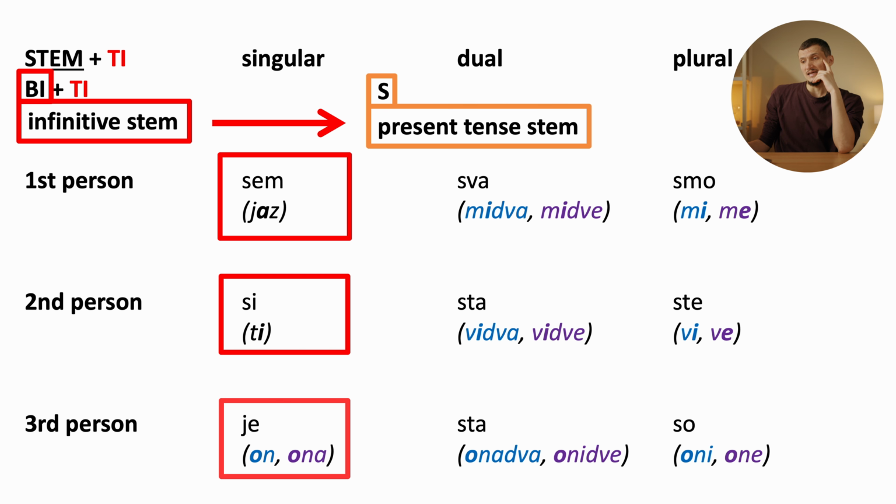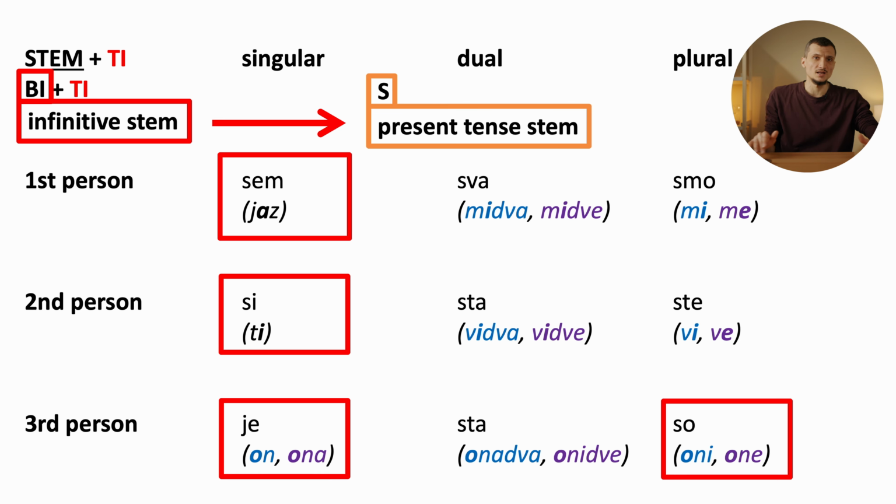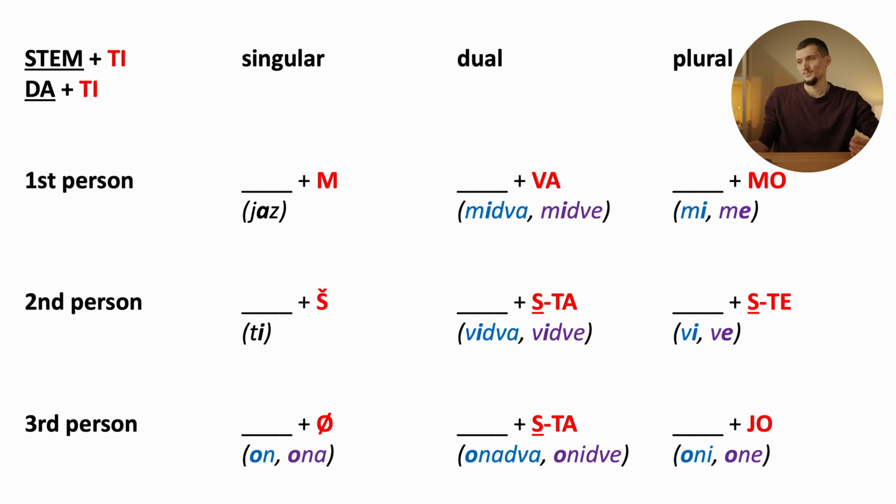Now sem, si, and je are kind of complete exceptions. Sem kind of fits the pattern. If we ignore the E, it would just be an S and then the M ending, but si and je are just completely irregular. Similarly, so is very irregular. You would expect the ending there to be jo, so it kind of should be an S and a J and an O. Anyway, it's just so.